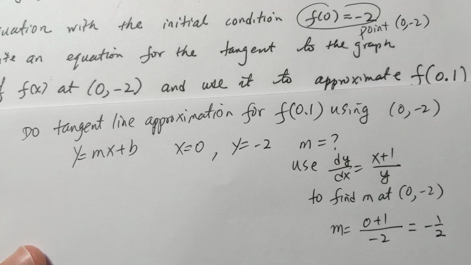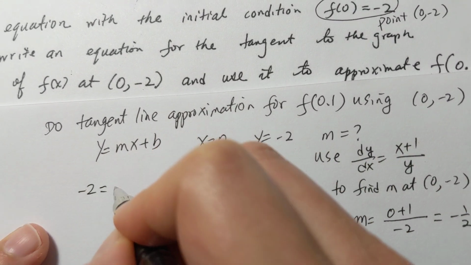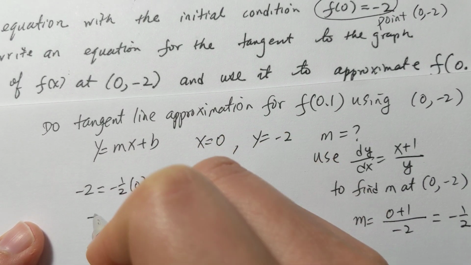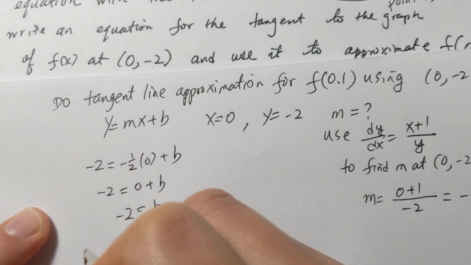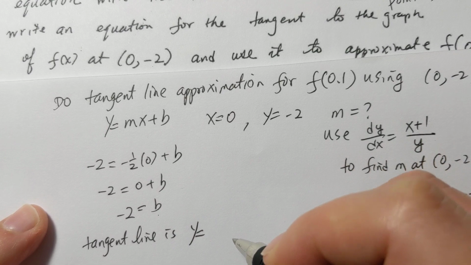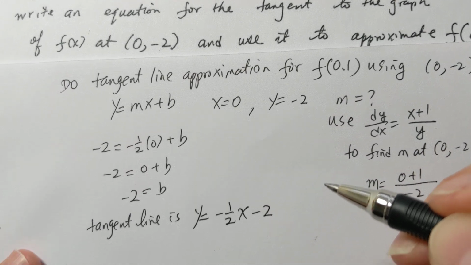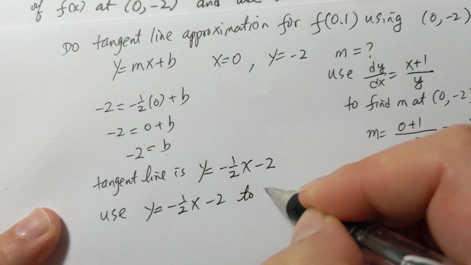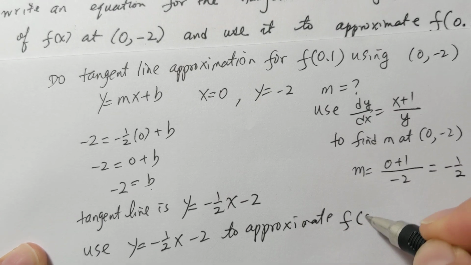So now we have all the information. We go back to find b. We have y equal to negative 2, m equal to negative half, and x equal to 0. So we found b equal to negative 2. So the tangent line is y equal to negative 1/2 x minus 2. We're going to use y equal to negative half x minus 2 to approximate f of 0.1.